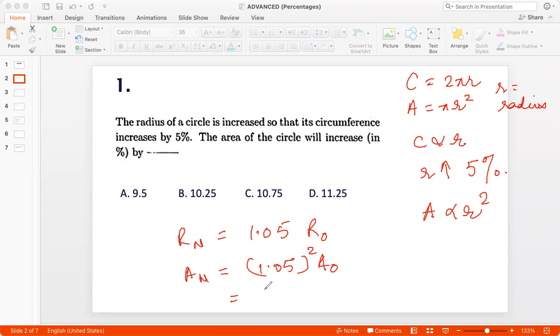And what is 1.05 squared? Let's plug that in the calculator. That comes to 1.1025 times the original area. Now, if the new area is 1.1025 times the original area, that indicates that the original area increased by 10.25%, right? And that is an increase of 10.25%, option B.